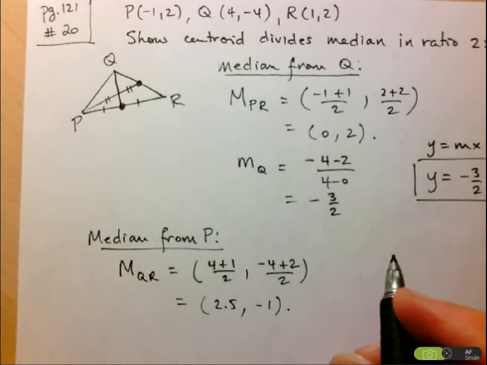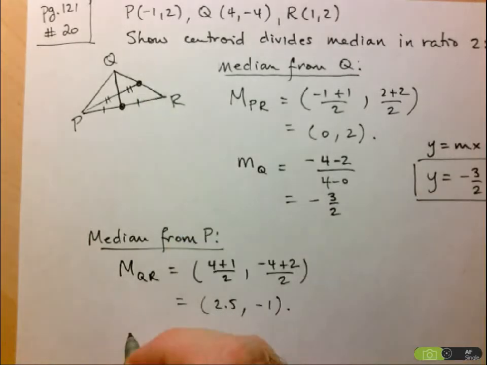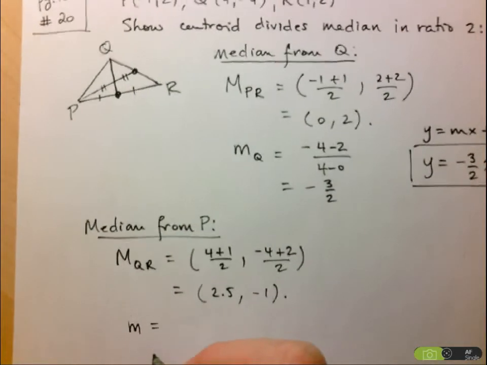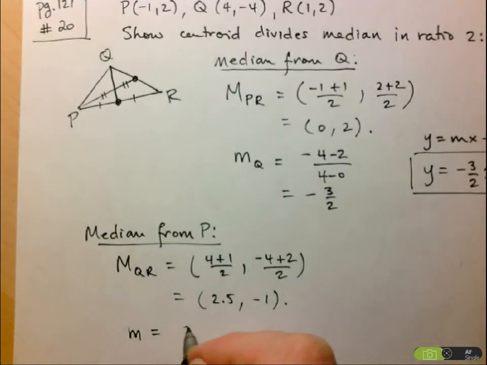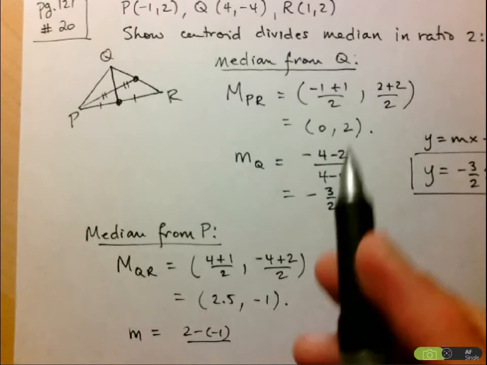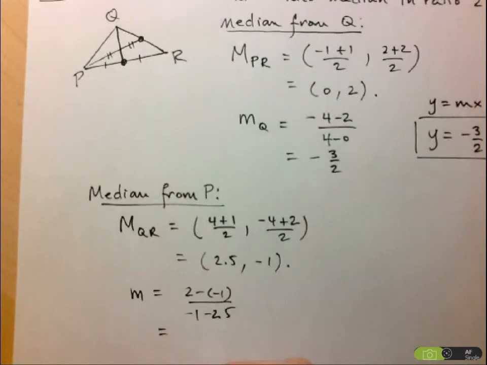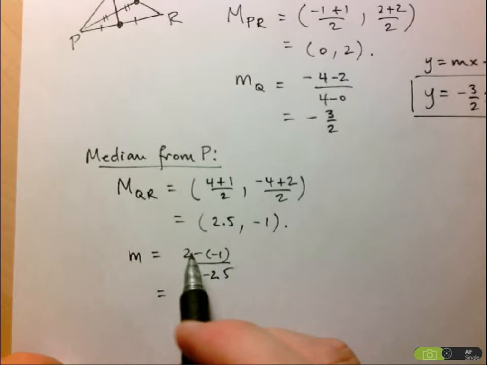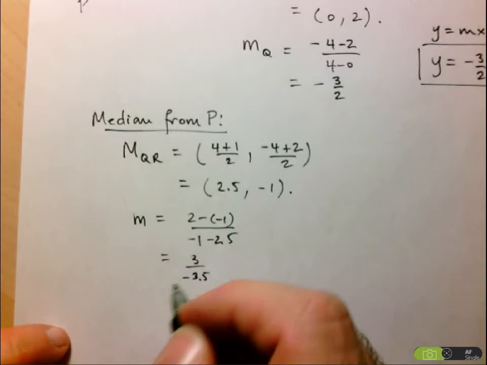Okay, so now we can find the slope joining P and this midpoint. So we'll find that slope here. Here we'll do y2 minus y1, so 2 minus -1, divided by x2 minus x1, so negative 1 minus 2.5. So here we have 2 plus 1 is 3, and negative 1 minus 2.5 is negative 3.5. Now I don't want to leave it this way, so I should really simplify this.